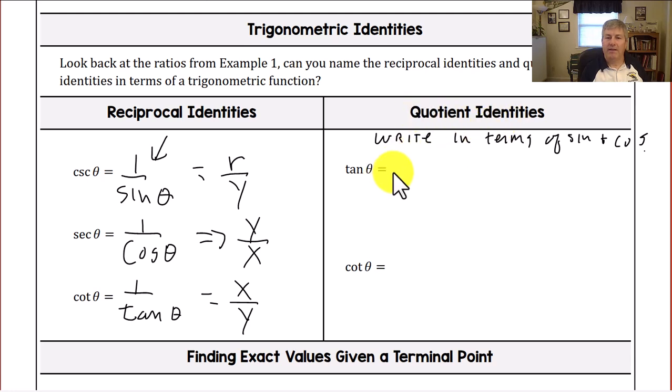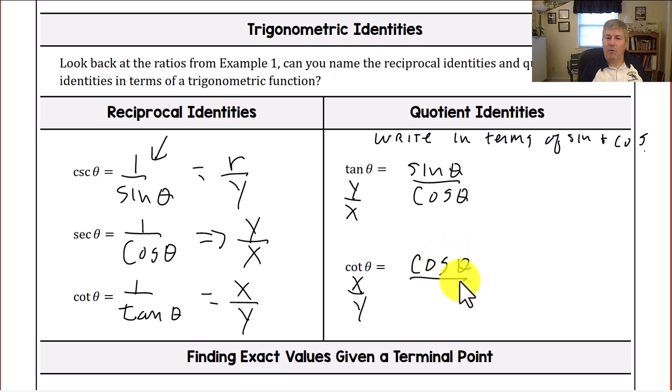For quotient identities, they want us to write tangent in terms of sine and cosine. Well, we know tangent is y over x, so that means it's also the sine of theta over the cosine of theta. And then, of course, cotangent's the reciprocal, so it is x over y, so it would be the cosine of theta over the sine of theta.